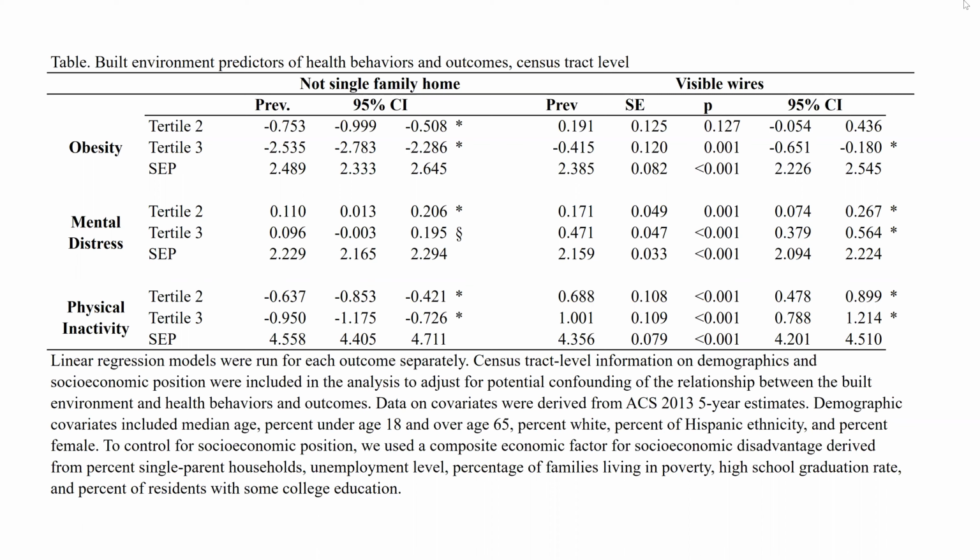So across different analyses like census tract, we do see some unexpected findings, but visible wires is associated with more distress and physical inactivity. Non-single family home is associated with lower obesity and lower physical inactivity. So some of the main findings are there. It's just that sometimes, like the second tertile for non-single family home, that was a little unexpected.